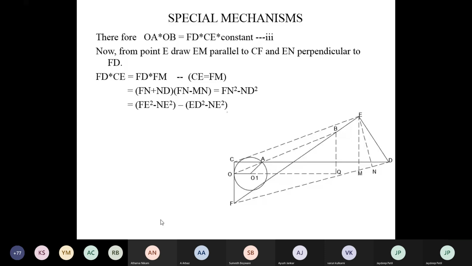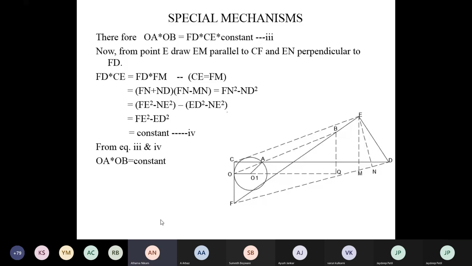Now if you observe this mechanism, FE and ED are links. The length of a link is always the same or constant. Hence, we prove that FD into CE is equal to constant. From equations number 3 and 4, we prove that OA into OB is equal to constant. Okay, got it, all of you? Yes, sir.